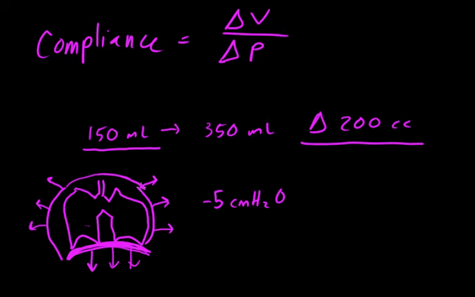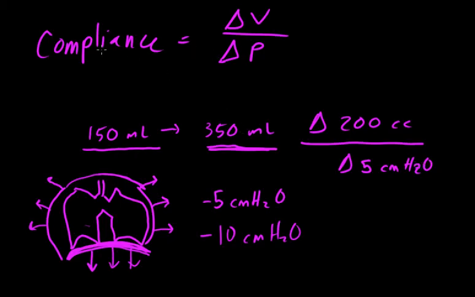Now, what we're going to do is we're going to take a breath in, not a deep breath in, just a normal breath in to get to our 350 cc volume. What that is going to do is it's going to create more vacuum. So let's say at the end of a normal breath, we have -10 centimeters of water, because remember, we're in a vacuum. So we have a change in pressure. Now we go from -5 to -10 centimeters of water. That's going to be a change of 5 centimeters of water.